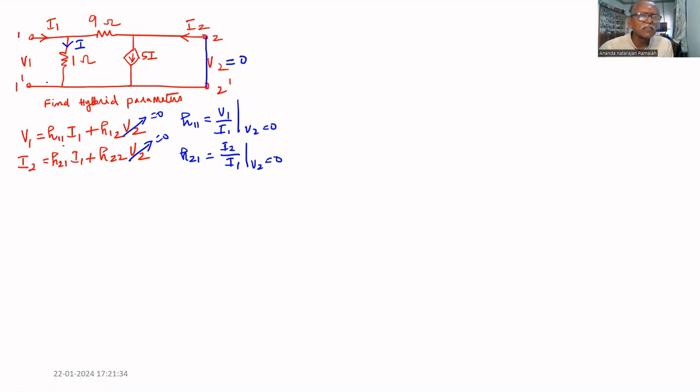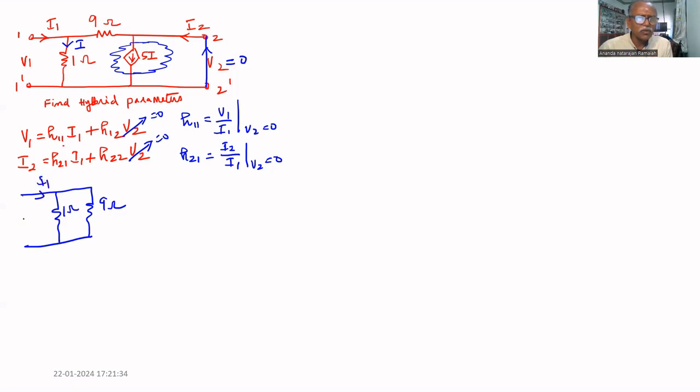Now let us find H11. If you short circuit the output port, the entire current of this dependent current source, 5I, will flow through this path. It will not affect the input port. Because of the short circuit path, the entire 5I will flow through this short circuited path. Therefore, we can assume that this 9 ohm and 1 ohm are in parallel.